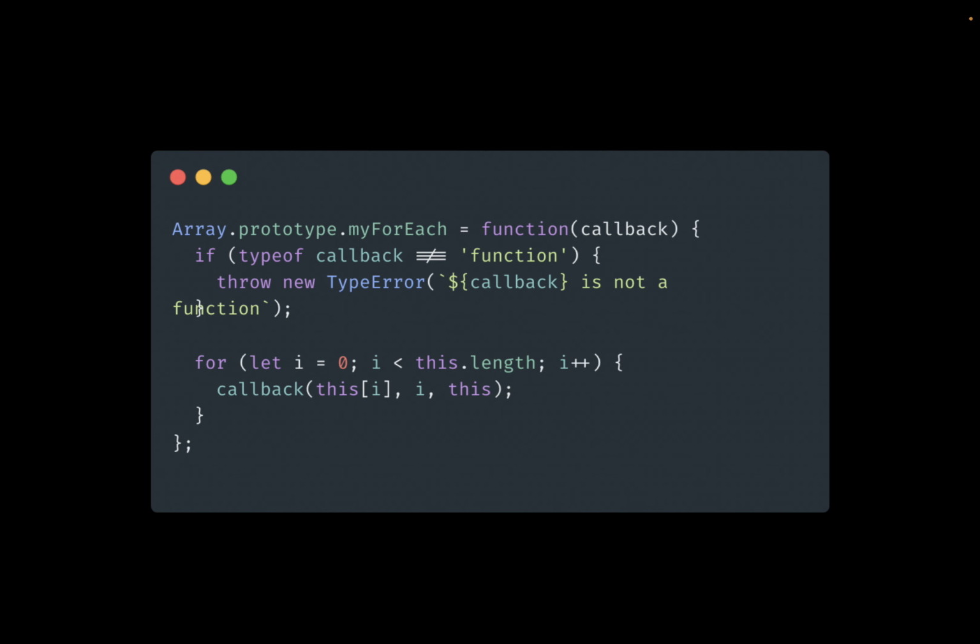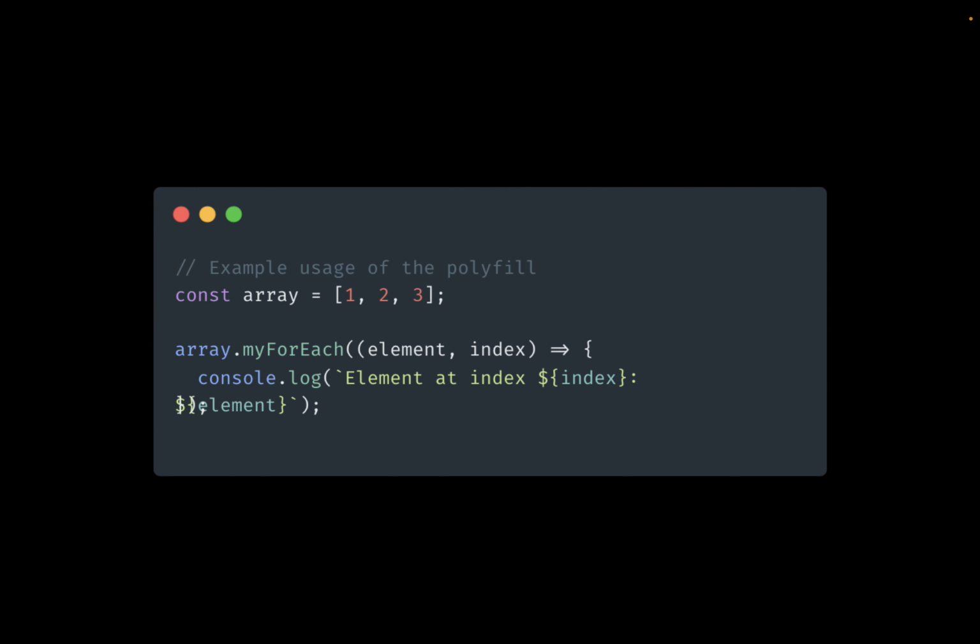Similar to the native method, the polyfill ensures that the callback function is executed with the correct context, this value, which is the array itself. While forEach is convenient for certain scenarios, other looping mechanisms like for...of or map might be more suitable depending on specific requirements. Now let's explore an example of using our polyfill.